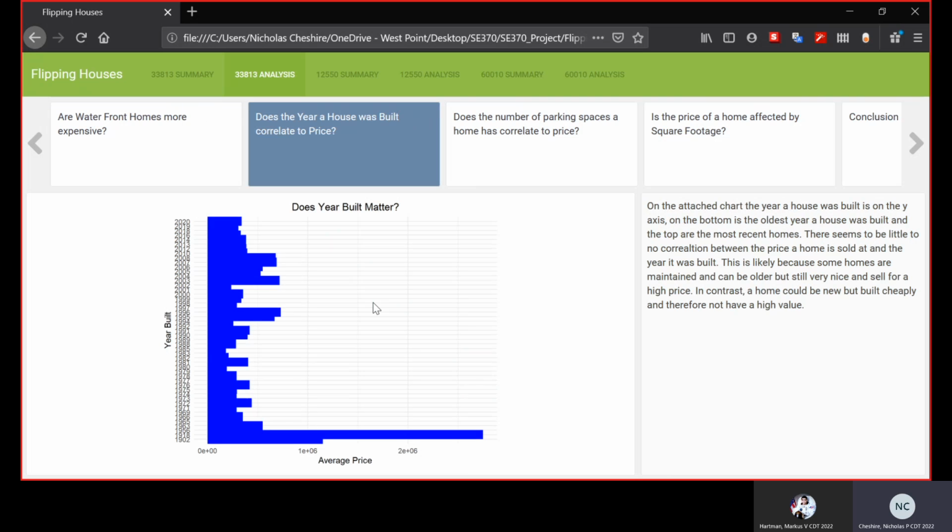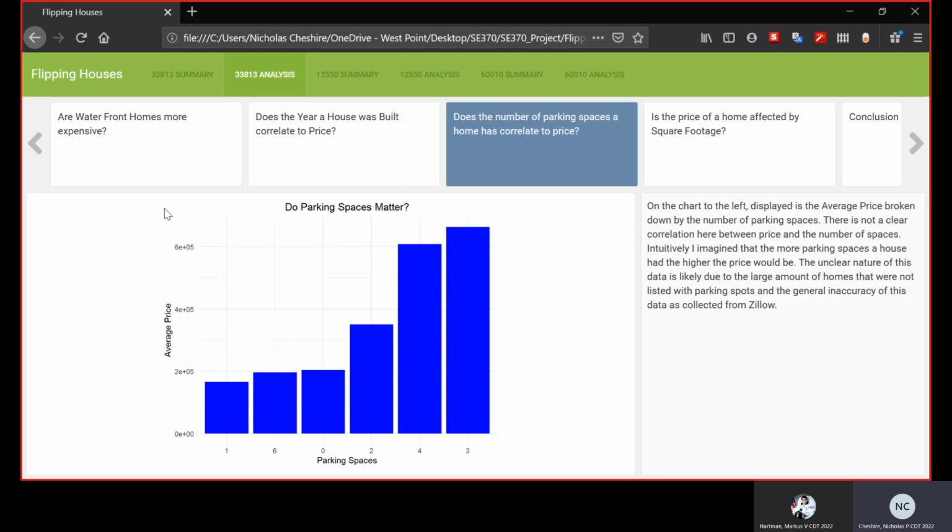Here we have the year a house was built by its average price for that category. Starting in 1902, working our way up to 2020, we don't really see any trends. It's just kind of all over the place, so there's no correlation there.